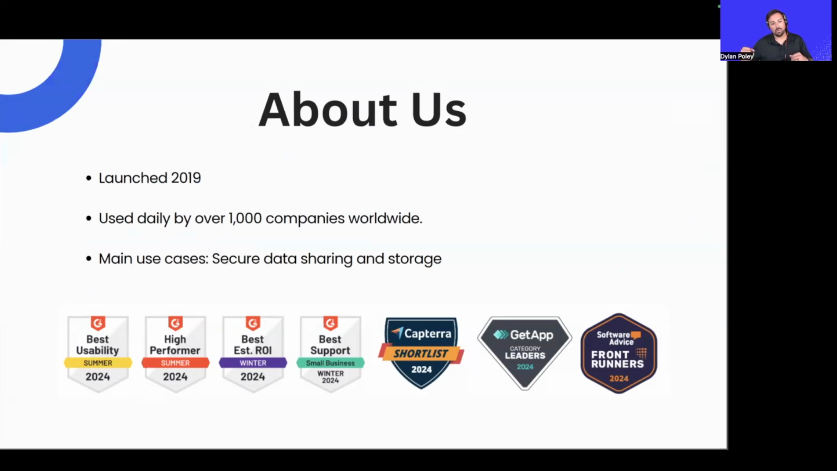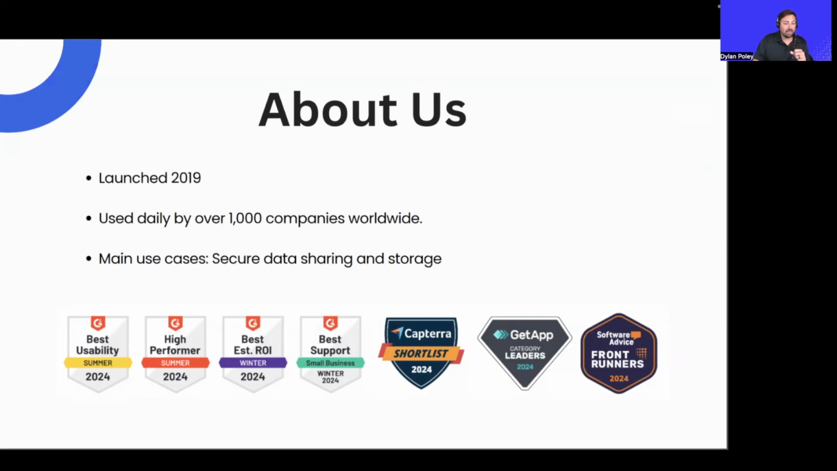As a brief intro, I like to let people know where we came from and who we are. SFTP To Go was launched in 2019 as our first product from Crazy Ant Labs, and it's used daily by over 1,000 companies and organizations worldwide across all different industries, including healthcare, finance, real estate, and even manufacturing, just to name a few.